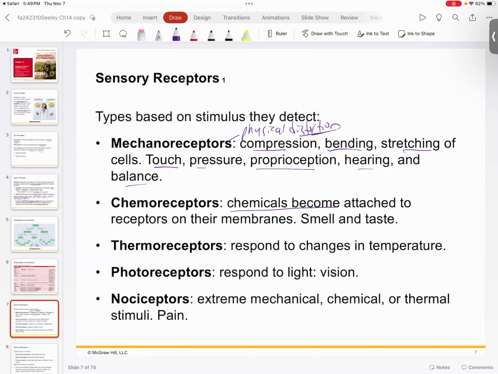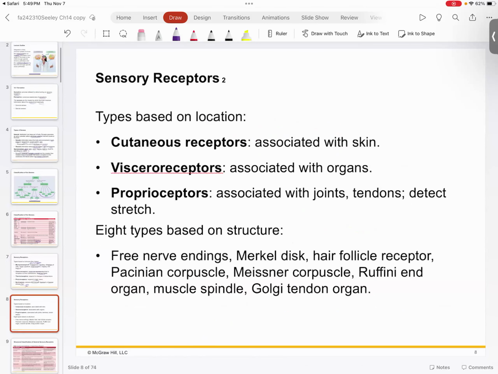Chemoreceptors are basically the chemical attaching to a receptor and then initiating some sort of a signal, for instance, in smell and taste. Thermoreceptors are going to be temperature sensitive, so basically they will respond to temperature changes. Photoreceptors will respond to light. And nociceptors are going to be either mechanical, chemical, or thermal, but it's always going to be irritation and therefore pain.